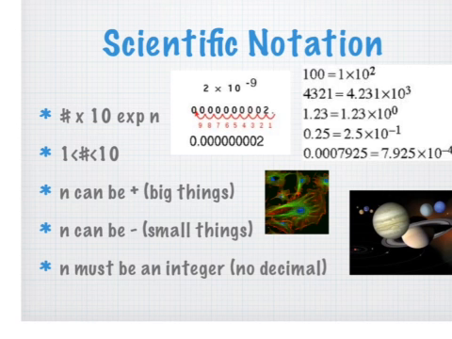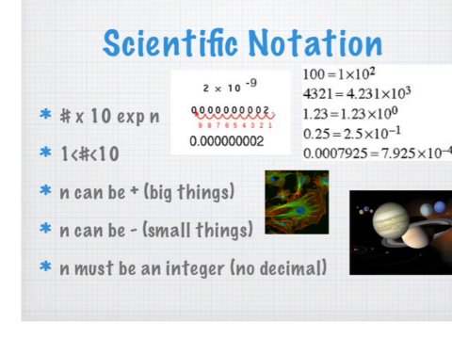The power can be a positive number for really big things like the distances between planets, or the power can be negative and be very small, perhaps the diameter of these cells seen here. The power itself must be an integer, it can't be a decimal. So we can see some examples of scientific notation.